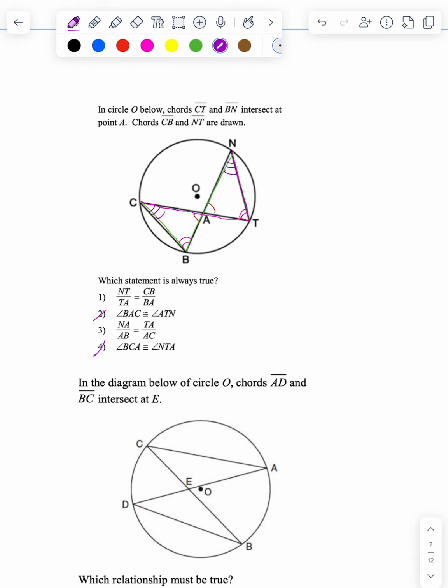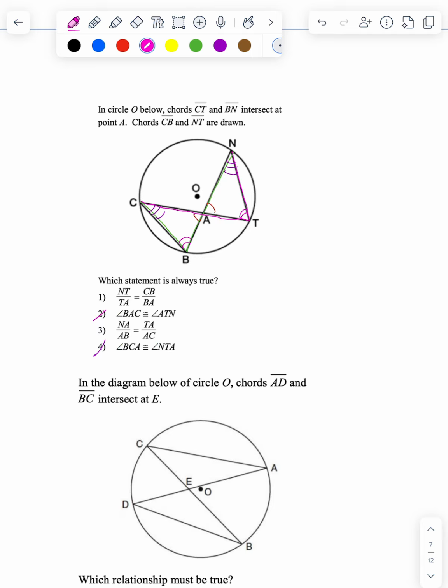The last two answer choices are proportions, and that comes from similar triangles. And we do have similar triangles here because we do have congruent angles, right? We have actually 3 pairs of congruent angles. We have AAA, so it's super similar. The triangles are definitely similar to each other. So now we just have to see which proportion correctly puts corresponding parts together from the two triangles.